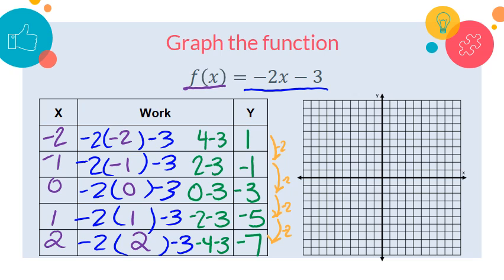So step 5 is to plot the points and create your graph. So at -2, 1: -2, up 1. -1, -1: left 1, down 1. 0, -3. 1, -5. 2, -7. So I can see that I have a nice, clean, decreasing line. Everything makes sense. Nothing's out of place. There is a pattern. That's what I'm looking for.